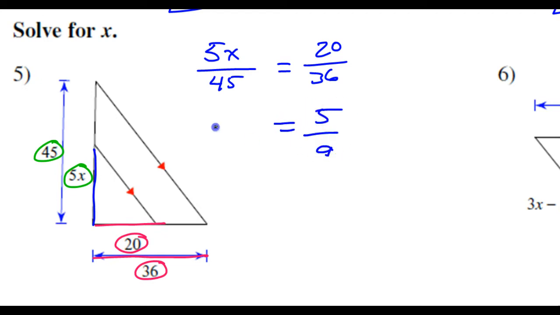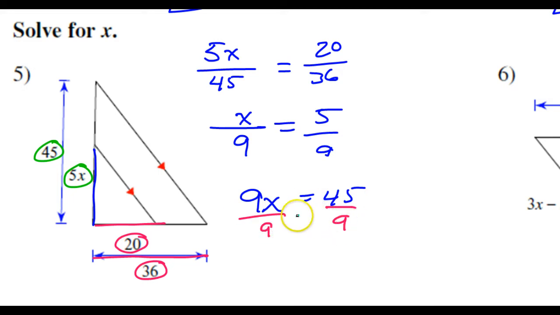Alright, so I got the x there. I would reduce these two. 5 over 45. 5 goes into 45 9 times. Okay, so cross multiply, but I think you can see this x is going to turn out to be 5, right? But anyway, if you cross multiply, that's 9x, and 9 times 5 is 45. And then you divide by 9 on both sides, and that's going to give you x equals 5.